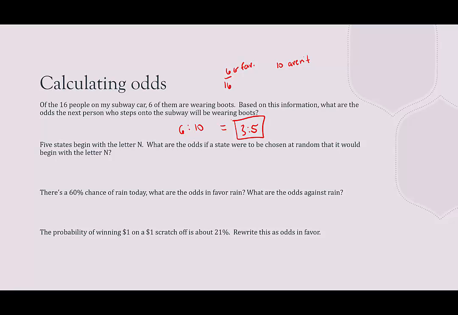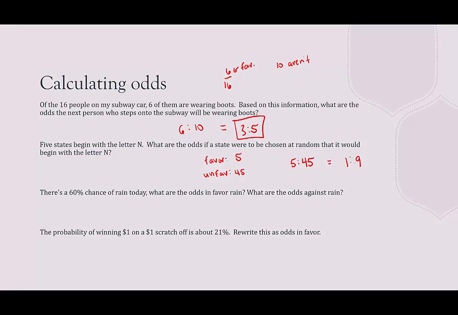5 states begin with the letter N. What are the odds if a state were to be chosen at random that it would begin with the letter N? In this case, the favorable outcomes are those 5 states that start with the letter N. The unfavorable would be all of the other states. There are a total of 50 states, which means 45 of them do not start with the letter N. And if we're looking at odds, again, it doesn't specify, so we assume it's odds in favor. It would be 5 to 45, which we could simplify to 1 to 9. So there are 1 to 9 odds we would randomly choose a state that begins with an N.